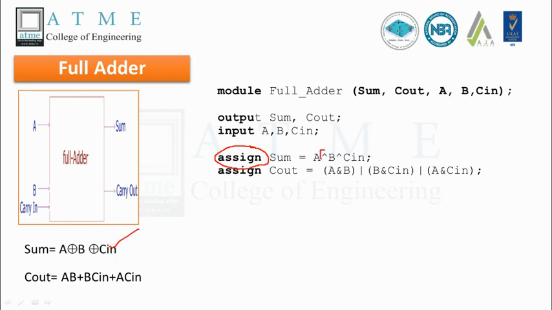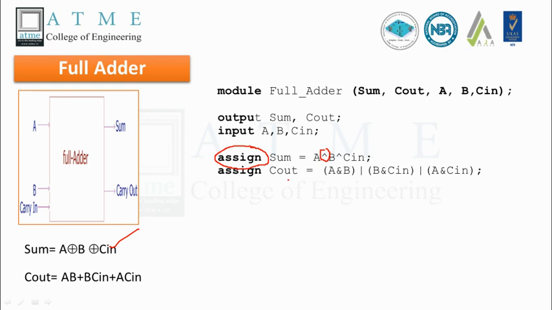So the logical operator XOR is cap. Cap is the XOR operator in Verilog. Therefore the sum is equal to A logical XOR with B XOR with C. So this calculated result will be assigned to sum.